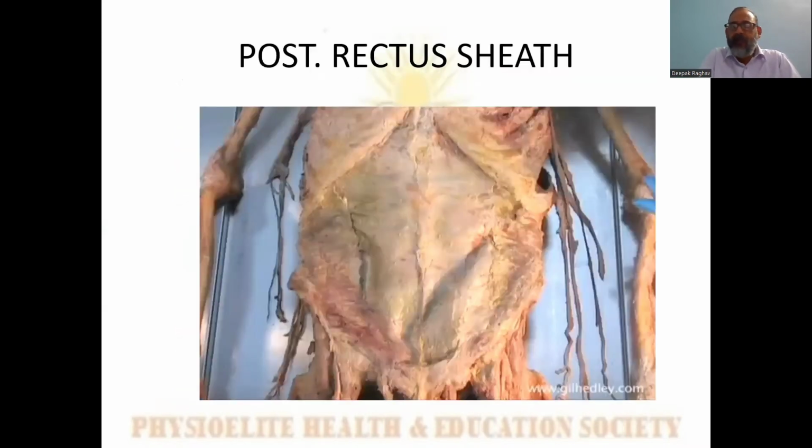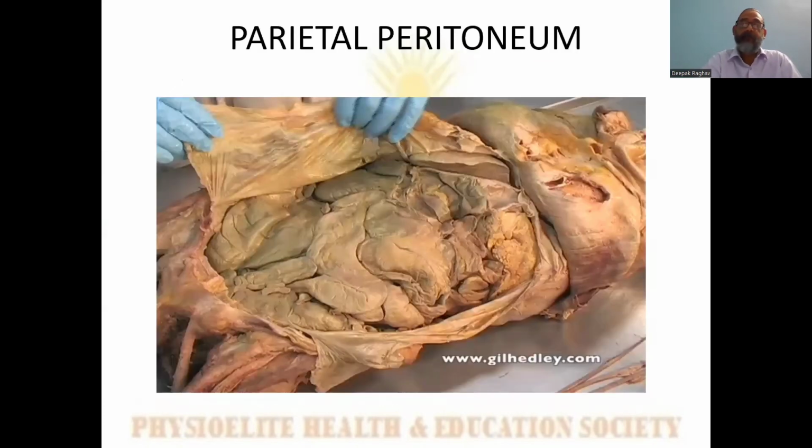When we remove these muscles, the next structure visible is the posterior rectus sheath. This posterior rectus sheath, also known as the posterior wall of the abdomen, is composed of the fusion of the aponeurosis of the external oblique, internal oblique, and transverse abdominal muscles. When we remove this posterior rectus sheath, the next layer is the parietal peritoneum.